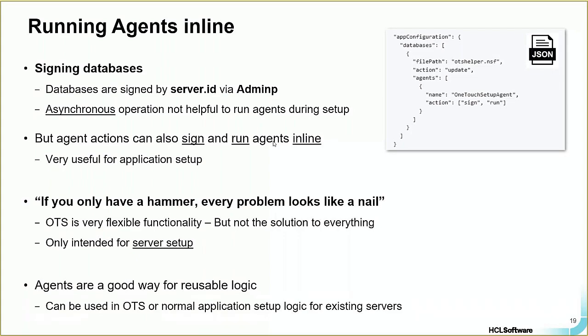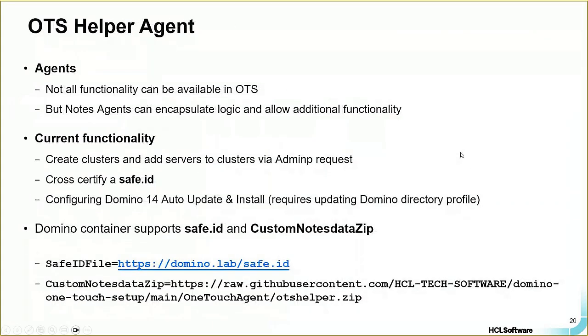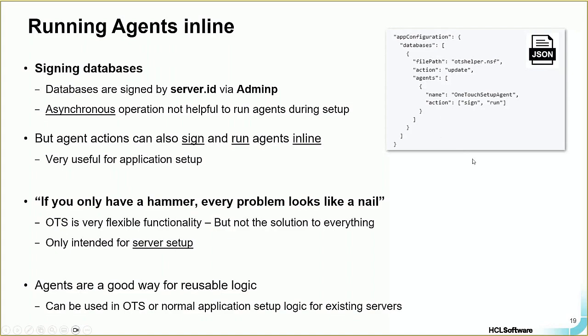But there is something that is not obvious in the documentation. So I put this into the OneTouch repository as an example. I built a little OTS helper that I can invoke that can do additional things. The key here is in the app configuration, and you see my example, it's always starting with app configuration to show where we are, right? App configuration, databases. I have this database, and that means the action is update, not create.